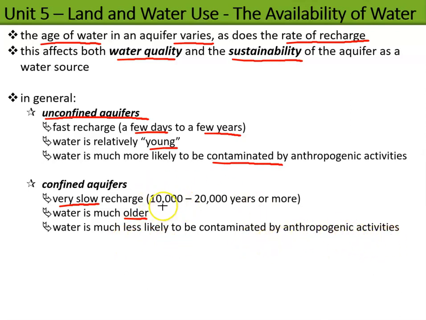However, because the recharge rate is so slow, 10 to 20,000 years or more, the water that is taken out, that is pumped out, whether you have a well or an artesian well, takes a very long time to replenish that aquifer and to recharge it. And for that reason, it's not really a renewable resource. It's more of a non-renewable resource.